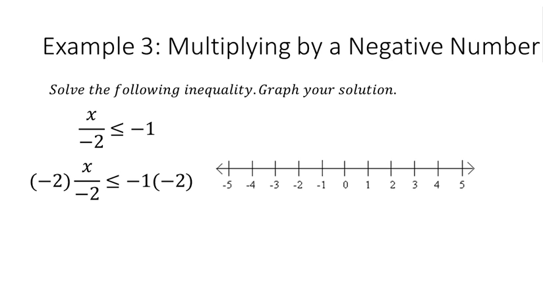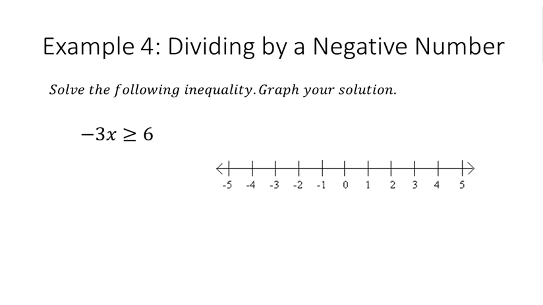Now, a rule with inequalities, when you are multiplying by a negative number, once you get your answer, you have to flip the inequality sign. So x is going to be now greater than or equal to 2, because negative 1 times negative 2 is 2. And then we're going to be just graphing that inequality like normal. Since there is a line underneath the inequality, it's going to be a closed circle at 2, and x is greater than or equal to 2, so we're going to be shading to the right of 2.